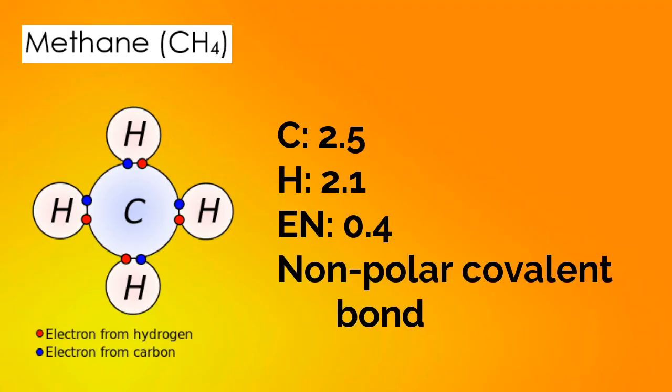Another covalent bond is methane. Methane molecule is consisting of 1 carbon atom and 4 hydrogen atoms. Carbon has 4 valence electrons, while hydrogen has 1 valence electron. These elements share the electrons equally among the carbons and the hydrogen atoms. The electronegativity value of carbon is 2.5, while that of hydrogen is 2.1. The electronegativity difference is 0.4. Therefore, methane is a non-polar covalent bond.